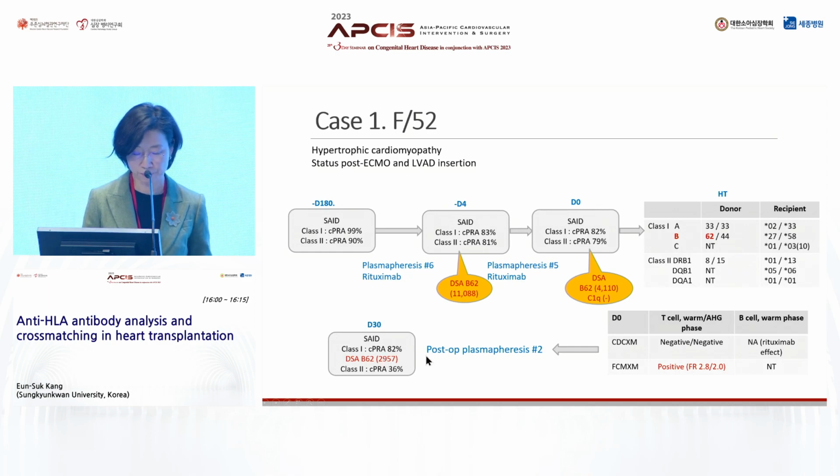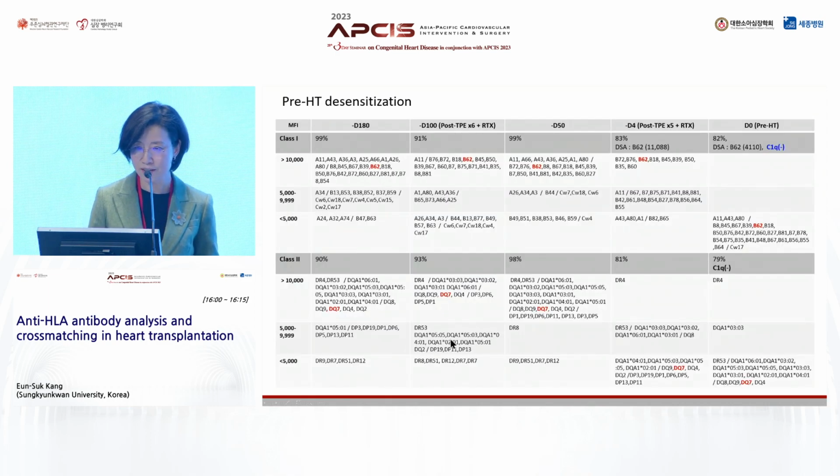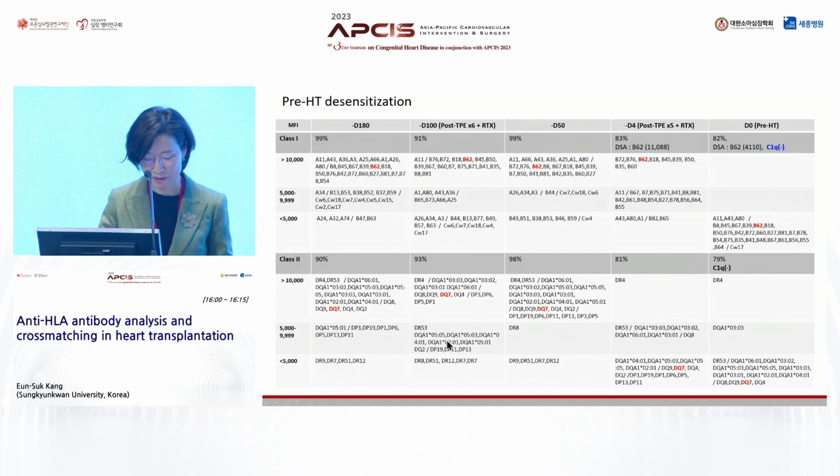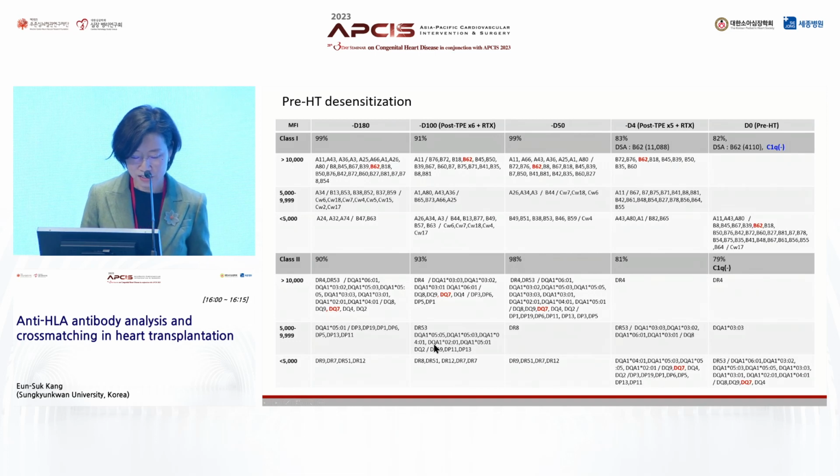day 30. This is a little complicated table, but this is a summary of the pre-transplant single antigen identification result. Despite consistently high CPRA, the distribution of antibodies based on mean fluorescence intensity actually changed over time with desensitization treatment.